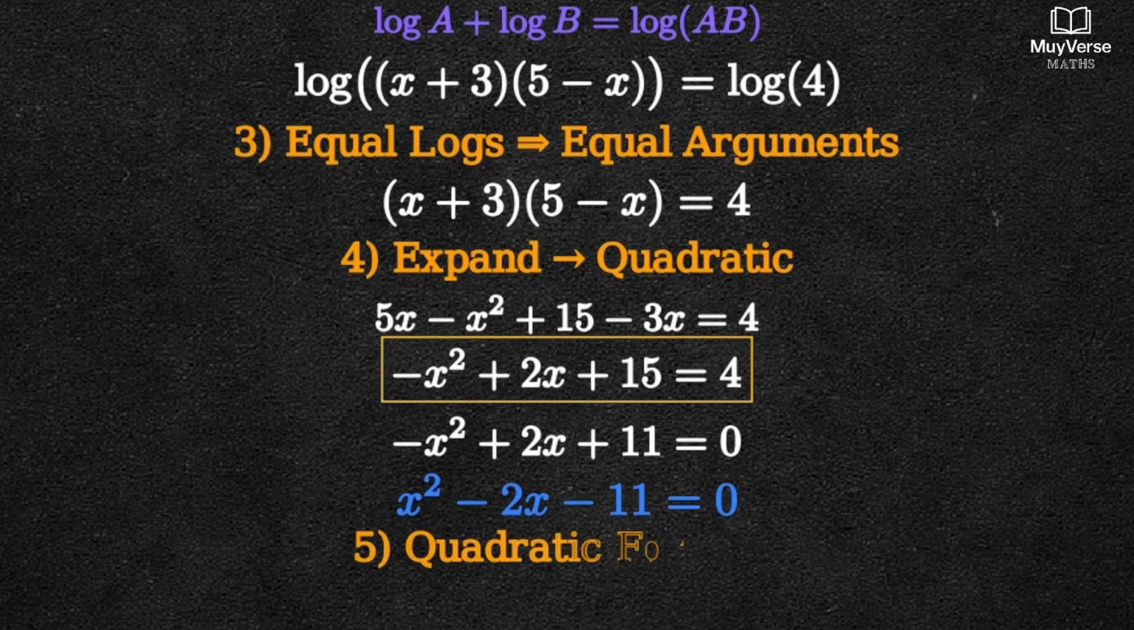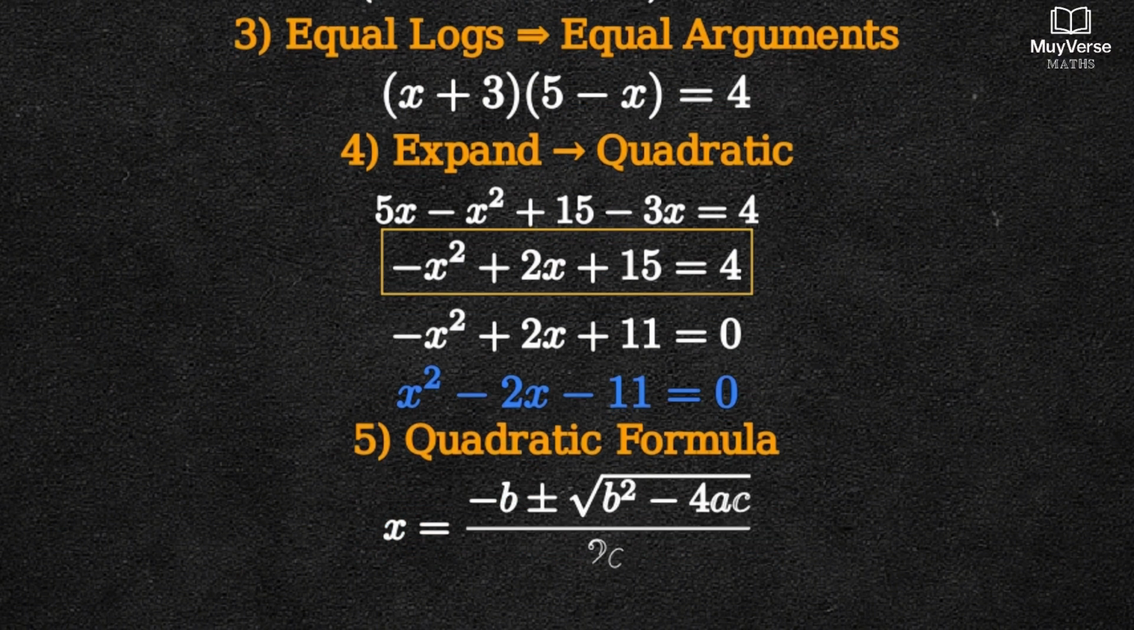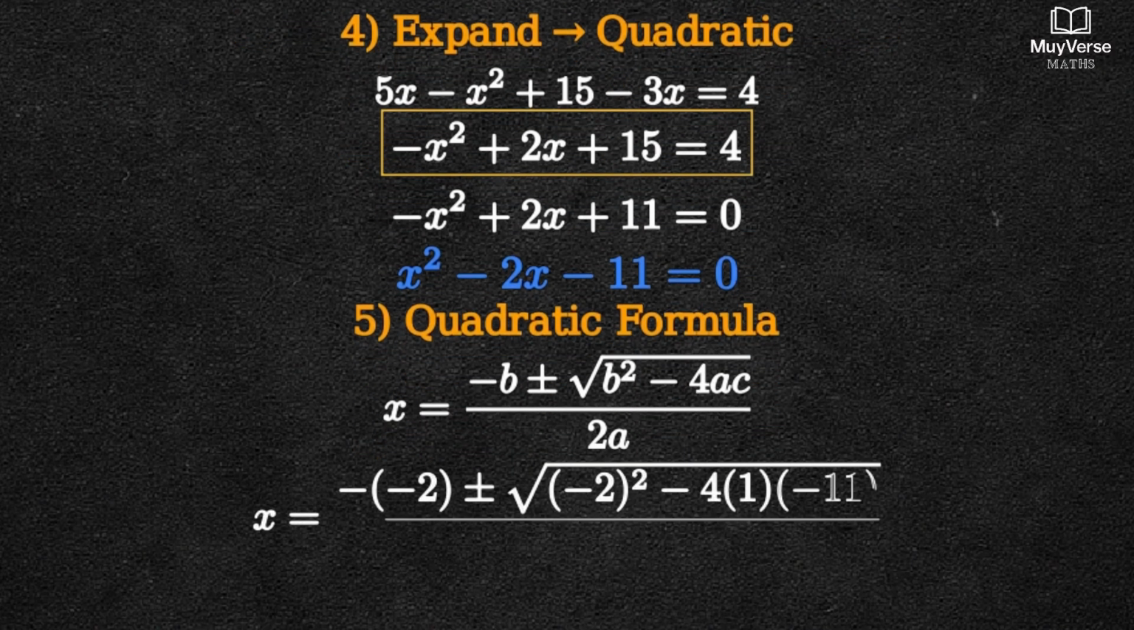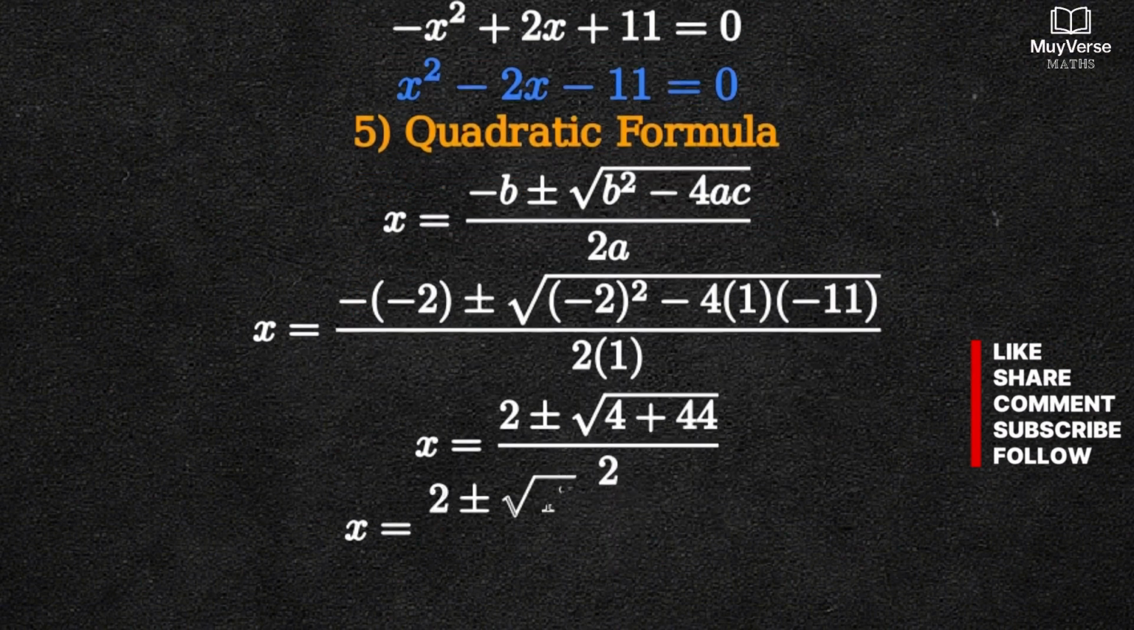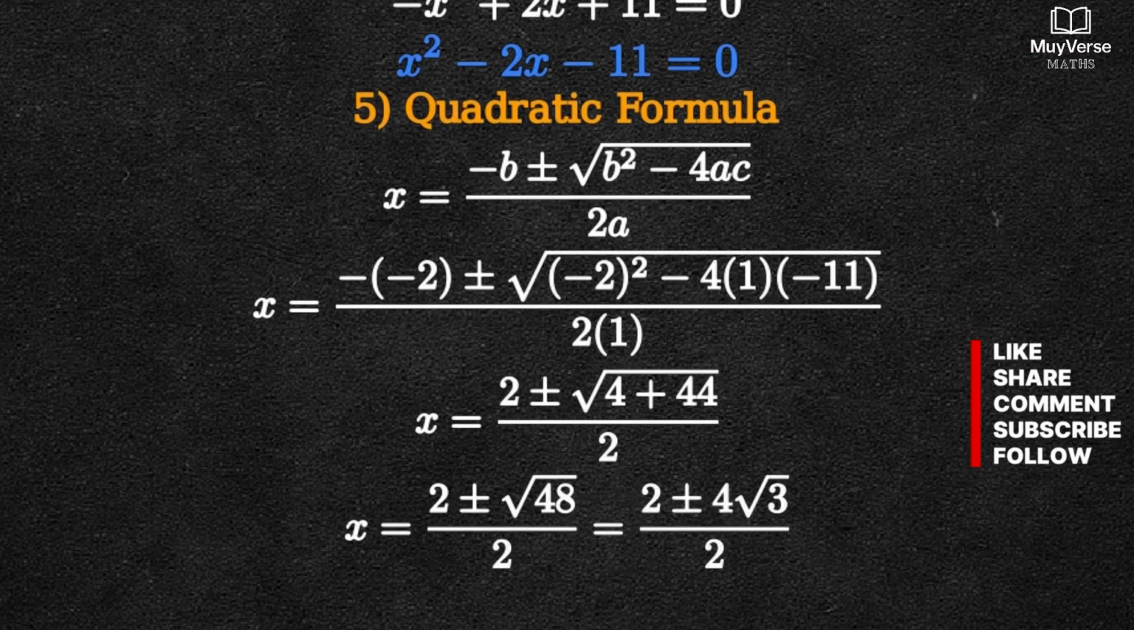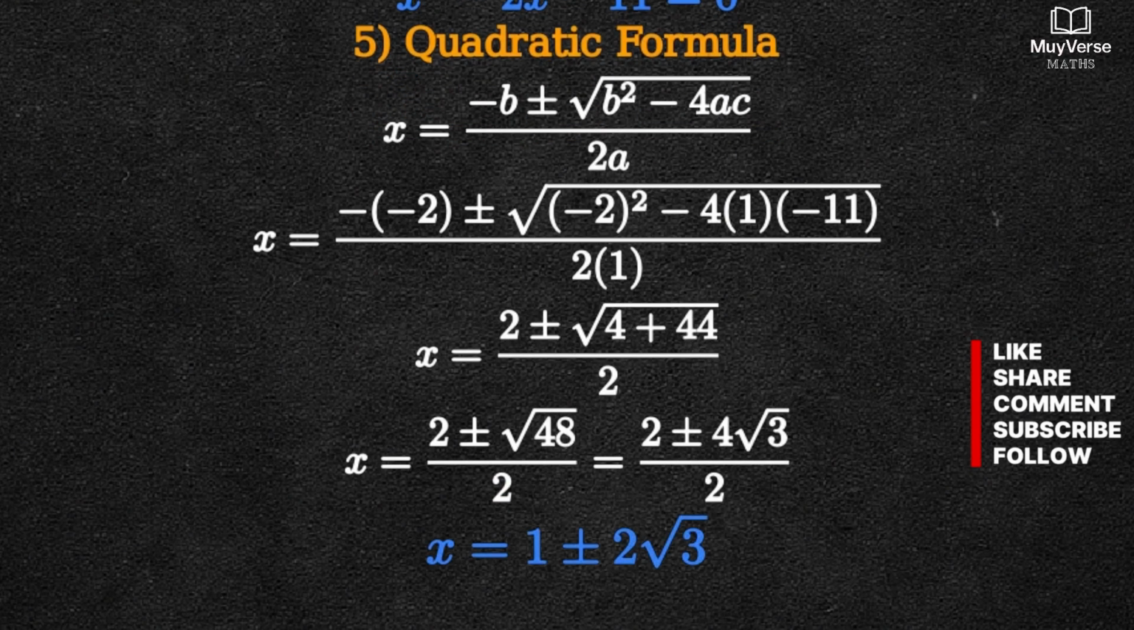Step 5. Solve the quadratic with the quadratic formula. x equals negative b plus or minus the square root of b squared minus 4ac all over 2a. Here a equals 1, b equals negative 2, c equals negative 11. Substitute. Under the square root we get 4 plus 44, which is 48. The square root of 48 is 4 times root 3. So x equals 2 plus or minus 4 root 3, all over 2, which simplifies to 1 plus or minus 2 root 3.